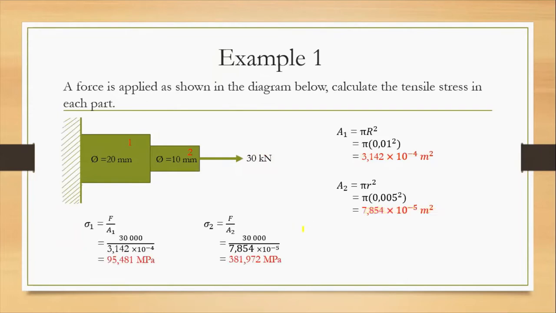All right. Then area 2, we've calculated area 2, force is there. We just substitute, we get 381. What is important here, guys, to note is that between these two stresses, be it compressive or tensile, we can see that the maximum stress is on the smaller part. Is it clear, guys? Yes. Sure. The maximum stress is on the smaller part.